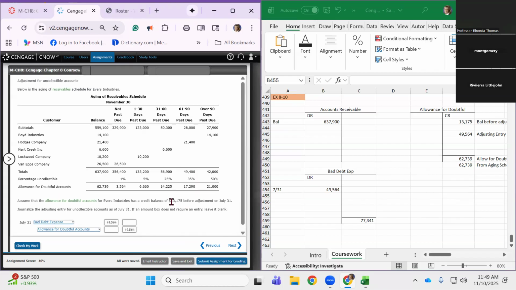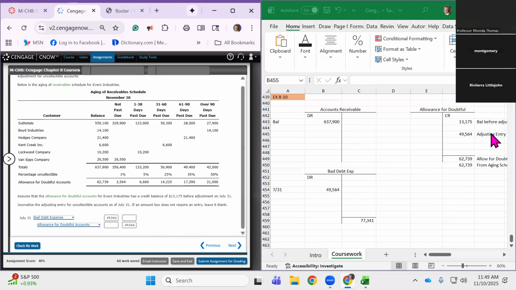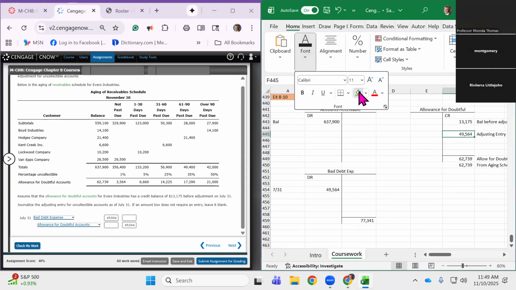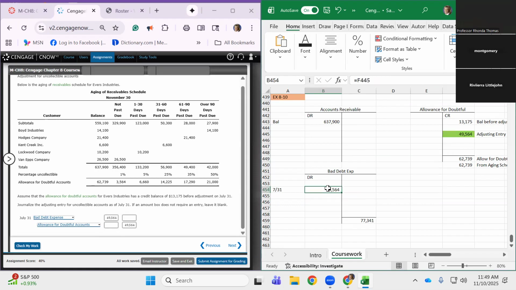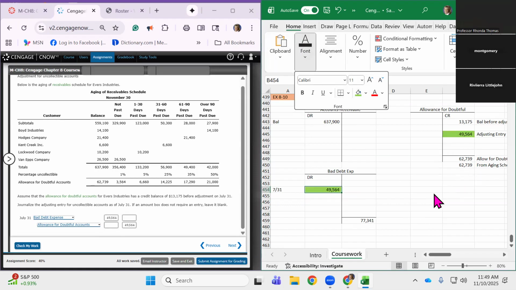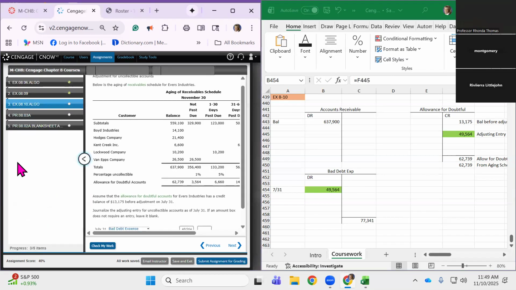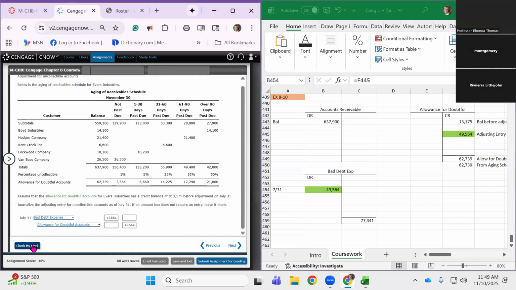Because I don't even know whether it's saying a year or a month. So I'm sorry, I don't know that. Okay, so you need to put in the adjustment that it takes to make the balance in the allowance equal 62,739 or whatever your problem says. Okay, whatever your problem says. All right, we're moving on now as soon as I check my work.